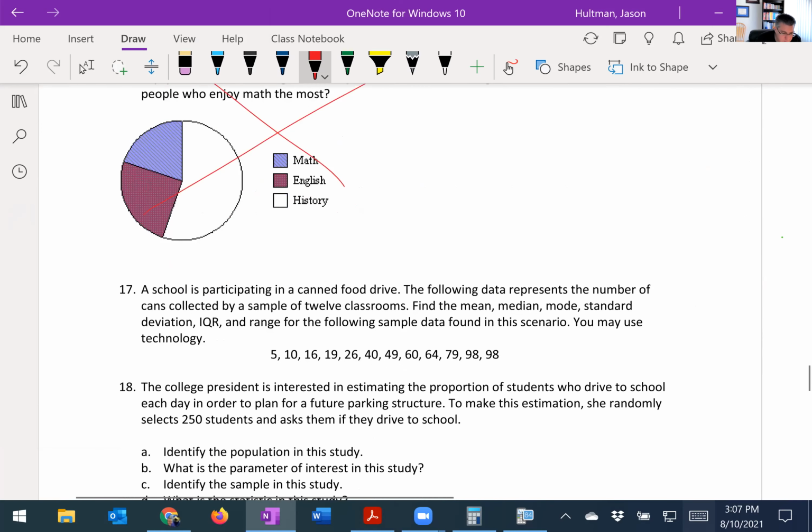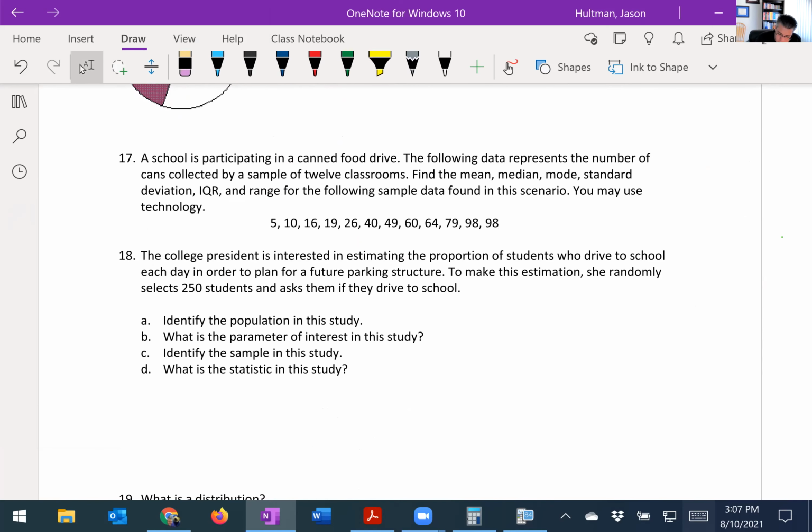Number 17. A school is participating in a canned food drive. The following data represents the number of cans collected by a sample of 12 classrooms. Find the mean, median, mode, standard deviation, IQR, and range for the sample data found in this scenario. You may use technology.